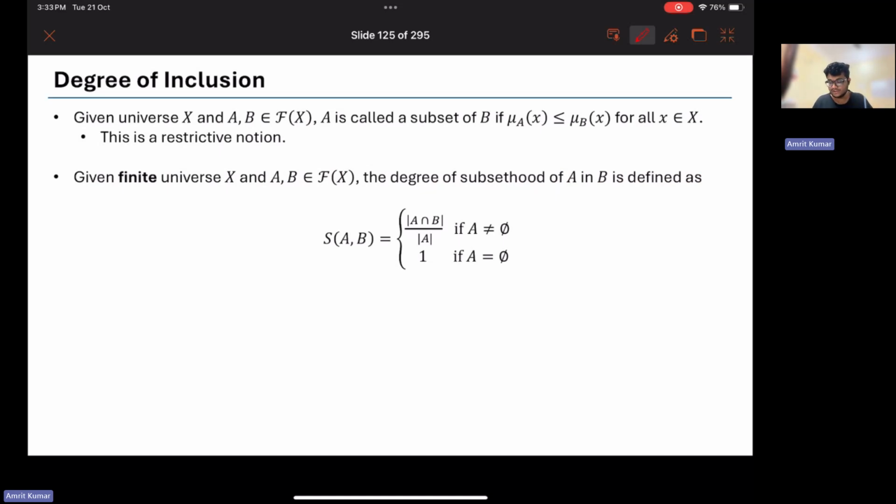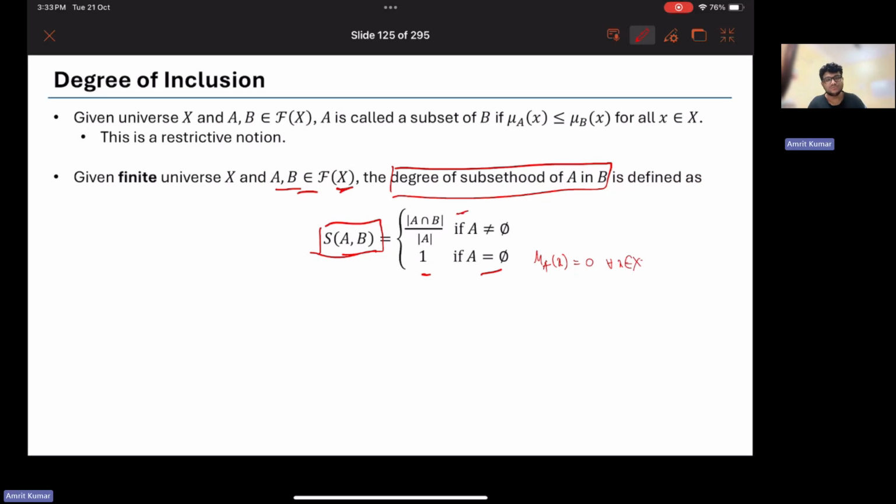Namely, if you give me two fuzzy sets A and B over universe X, the degree of subsethood of A and B, which is denoted by this symbol, is 1 if A is the empty set, that is, the membership function of A is identically 0, and otherwise it is equal to this ratio: scalar cardinality of A intersection B divided by scalar cardinality of fuzzy set A, right?